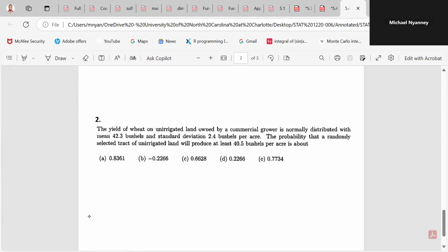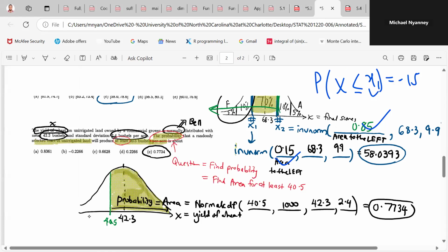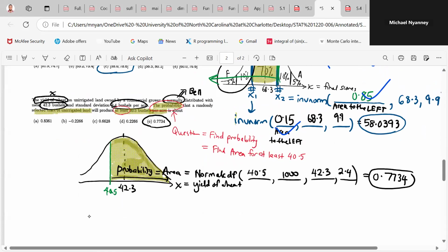So here you want to find the probability. And how do you represent this in mathematical notation? Our aim is to find the probability that S is greater than or equal to 40.5. Okay, that's the whole concept. So now we are not finding an S. The S has been given already. We want to find the probability. What probability gives us this S? Are you okay? That's the concept.